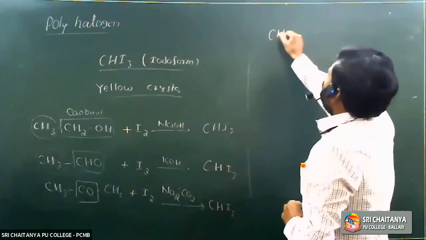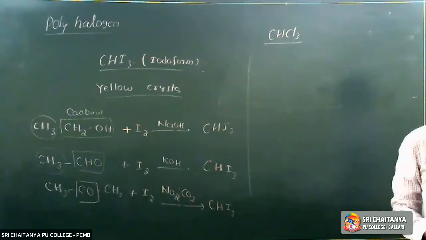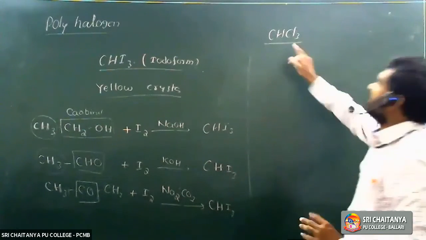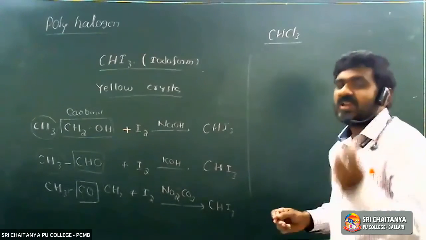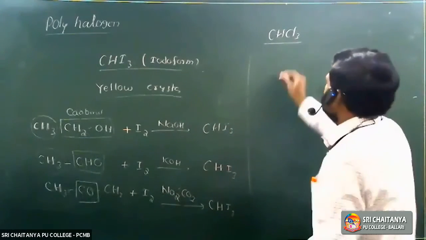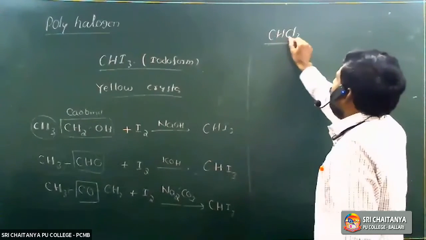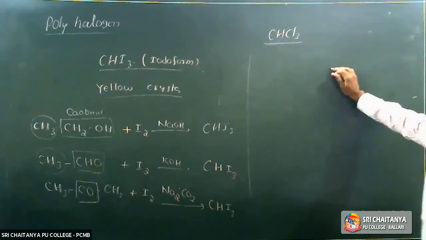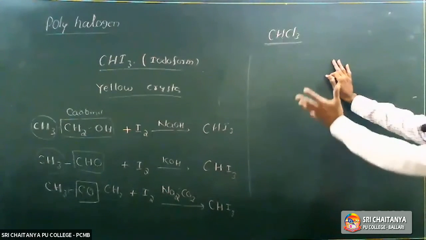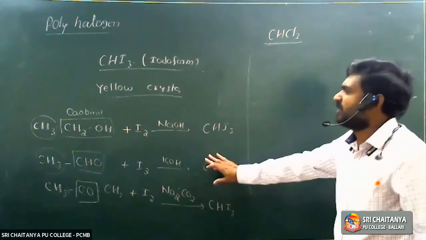The next one is chloroform, CHCl3. It is also prepared from acetylene. Methods of preparation are not given in our syllabus. Only the iodoform preparation is given.